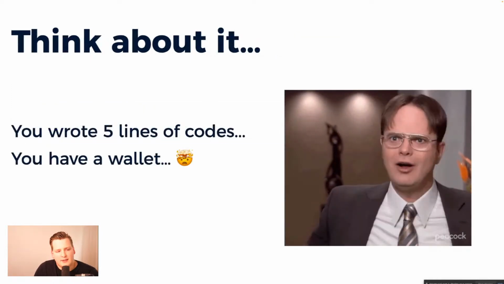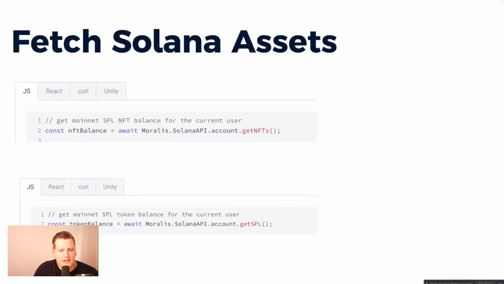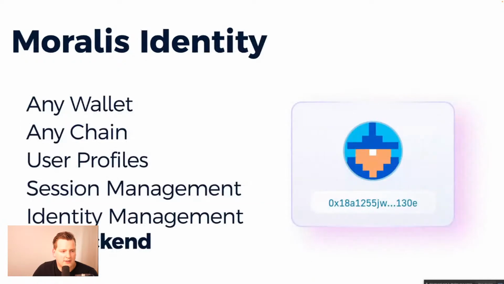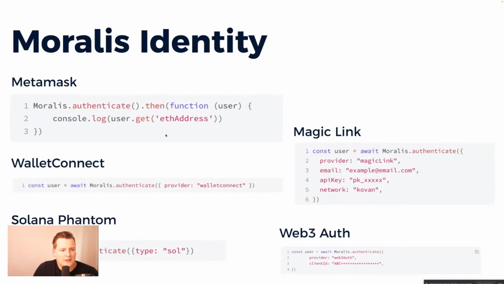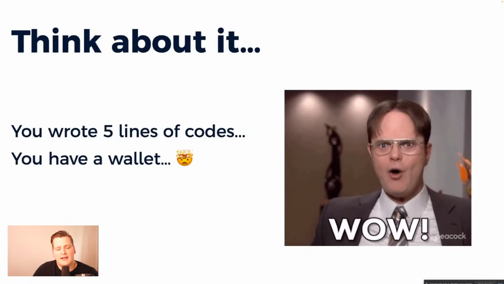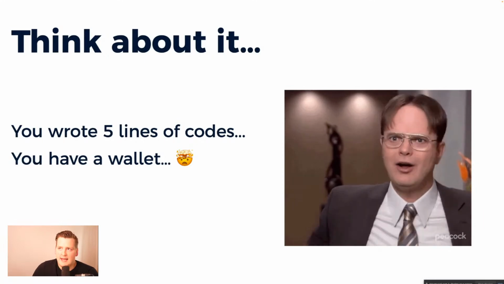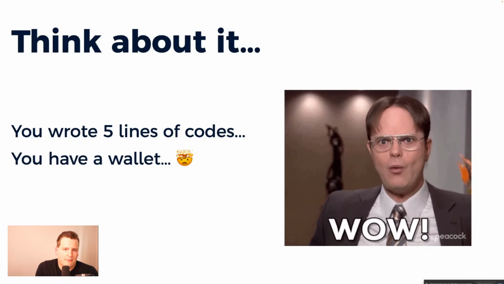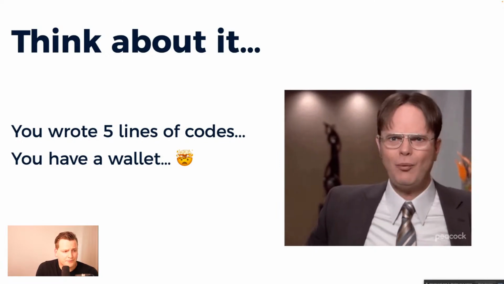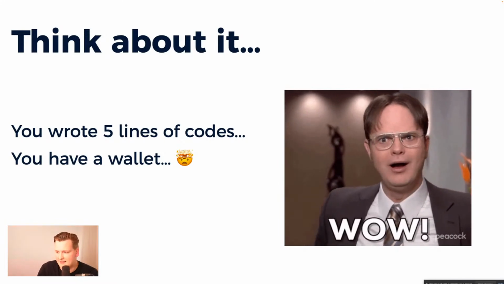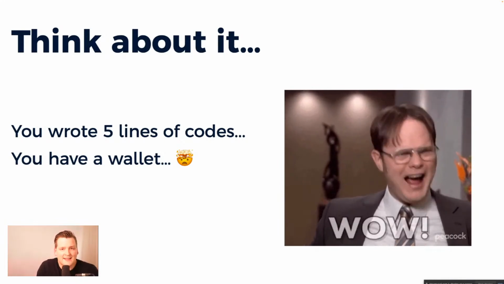So think about it. You just wrote a few lines of code here to get the balances in Solana, a few lines of code here to get the balances on Ethereum, and you can do it on any other chain as well. And one line of code here to log in the user. So you wrote a few lines of code, and you basically have something that could resemble a wallet, at least a dashboard where users can see all their assets. I mean, this is what, for example, Zapper does. This is what Zerion does. And this is what you also can do now if you just learn a simple SDK, and that's it. So this is how easy it is, and this is how easy it should be.